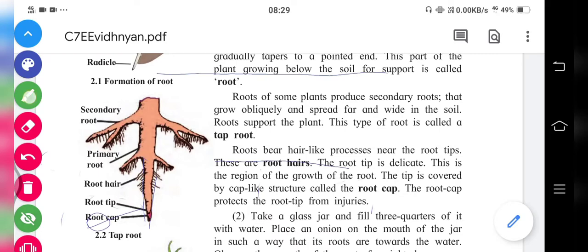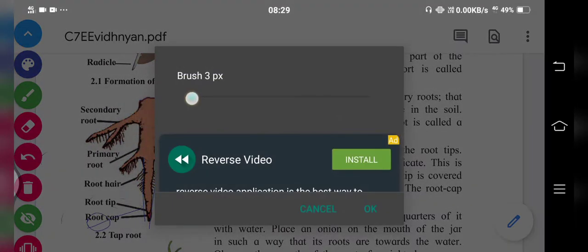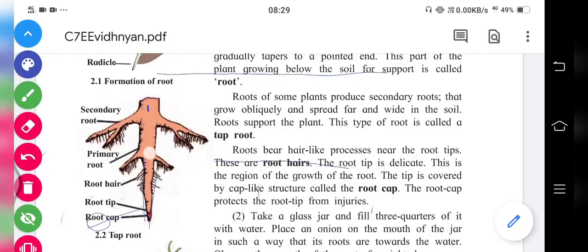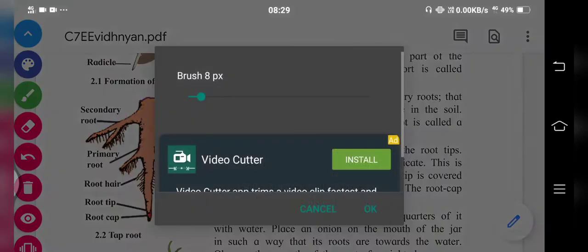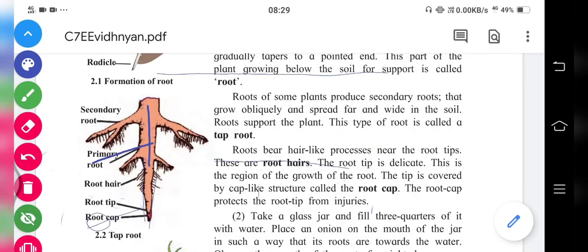This one is a primary root. This is a primary root. So the primary root is a bigger one, and this is the main root for the plant. The root that spreads wide in the soil and supports the plant, this is the next one.